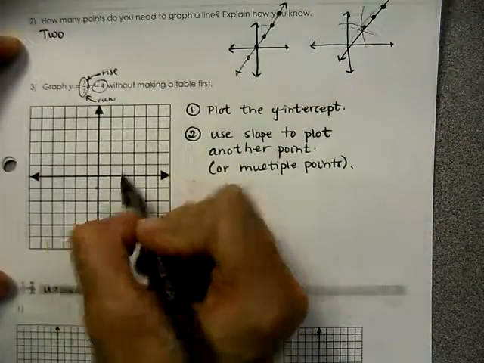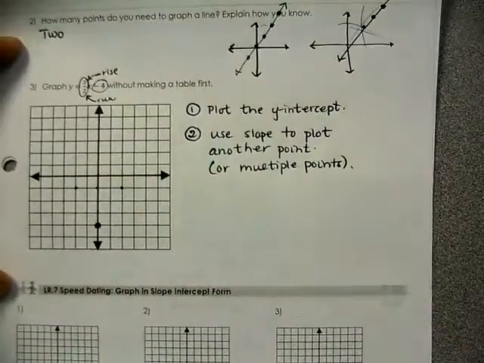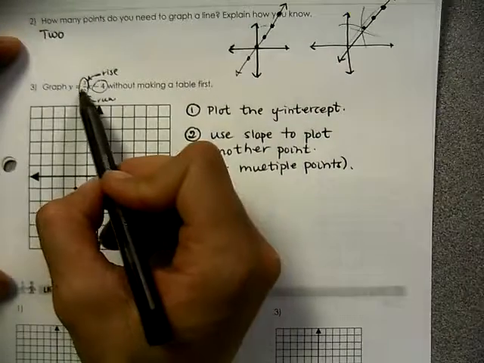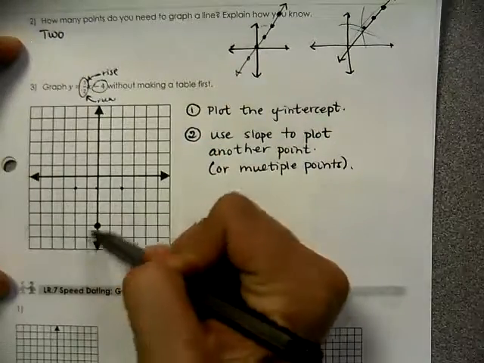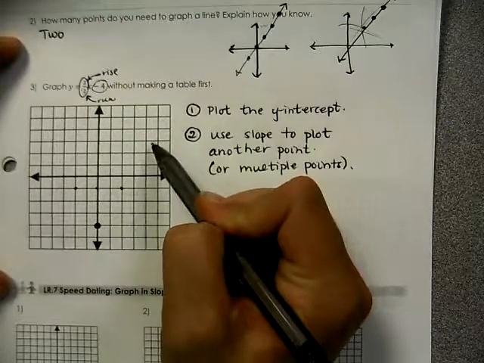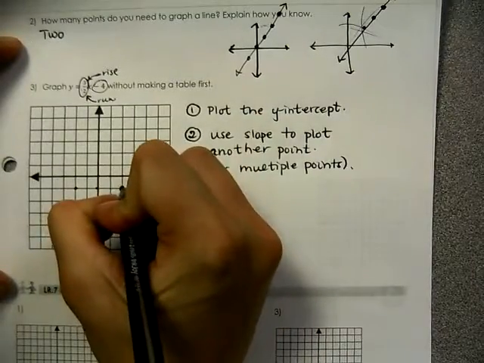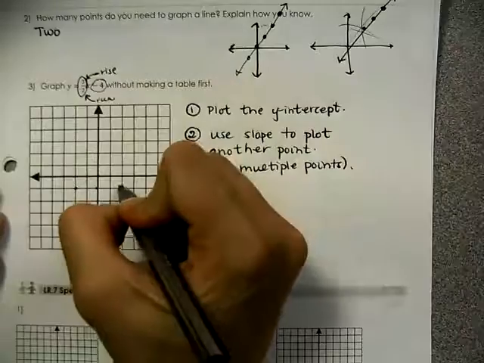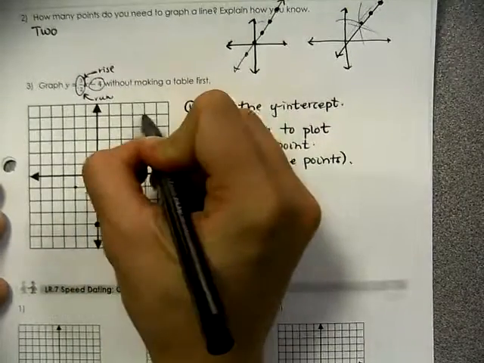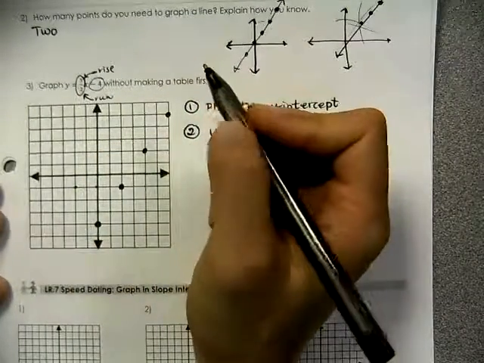The question is, should I go to the right 2 or to the left 2? And I know that that slope is positive, which means I will have an increasing function. So from here I need to increase. So I know that this is in fact the right point. So then rise 3, run 2, rise 3, run 2.